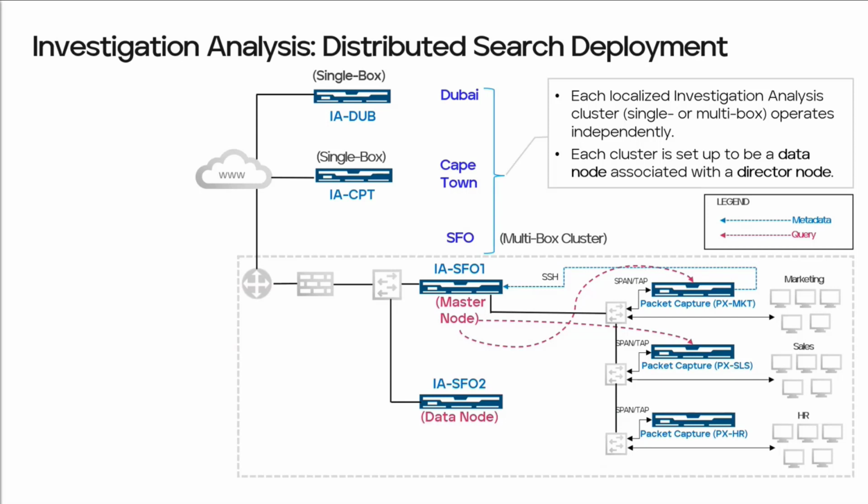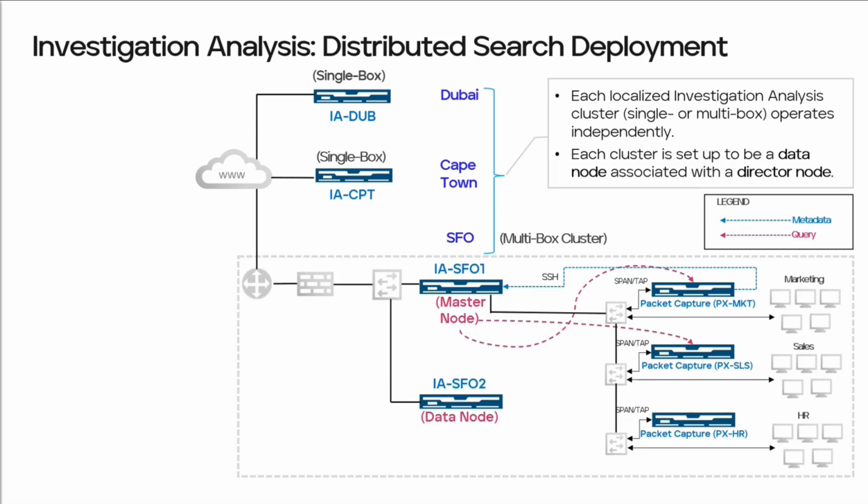So in San Francisco, you have a multi-box cluster of IA systems. And then you have additional boxes, one at different geographic locations. One is in Dubai, and the second one in Cape Town, South Africa. So that's the outlet setup.